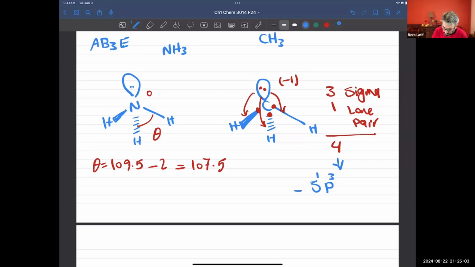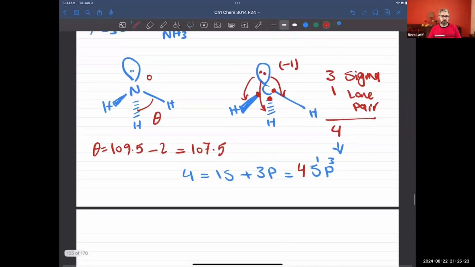We need to use 1 from S and 3 from P because we have 4 pairs, and that's going to give us hybridization of sp3. Remember, we're going to get 4 hybrid orbitals of sp3. Is it polar or non-polar?